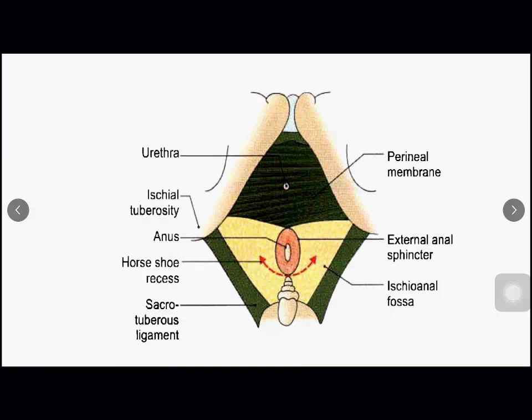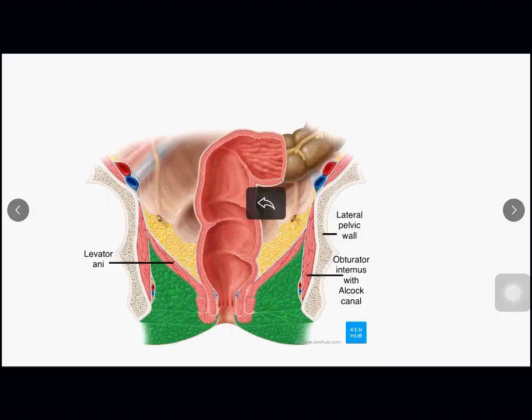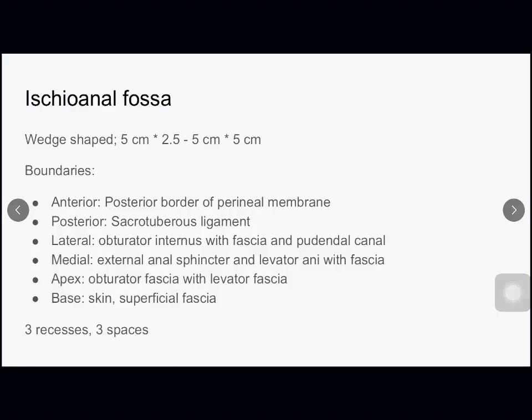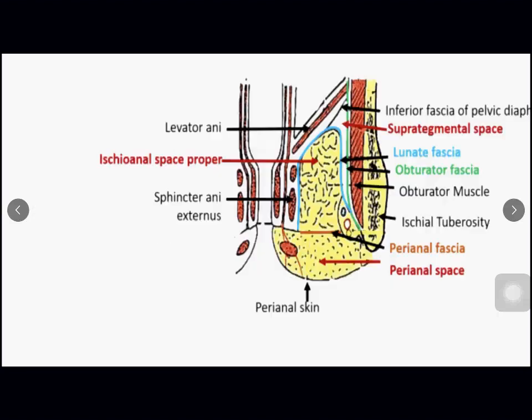Okay, this has got significance because any infection which is present in any one side of the ischiorectal fossa can easily communicate with the other side also. So if there is an infection of this side, it will definitely go to the other side also through this horseshoe shaped recess. Okay, these are the 3 recesses which are present in the ischiorectal fossa. It also has 3 spaces. Now let us see about the spaces.